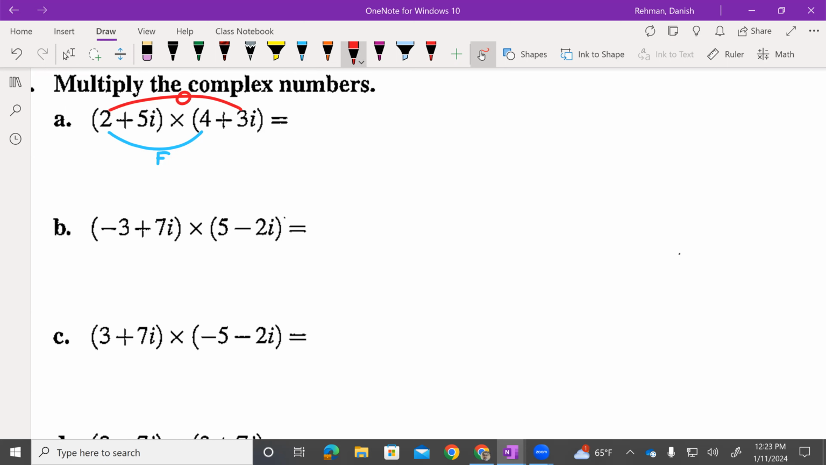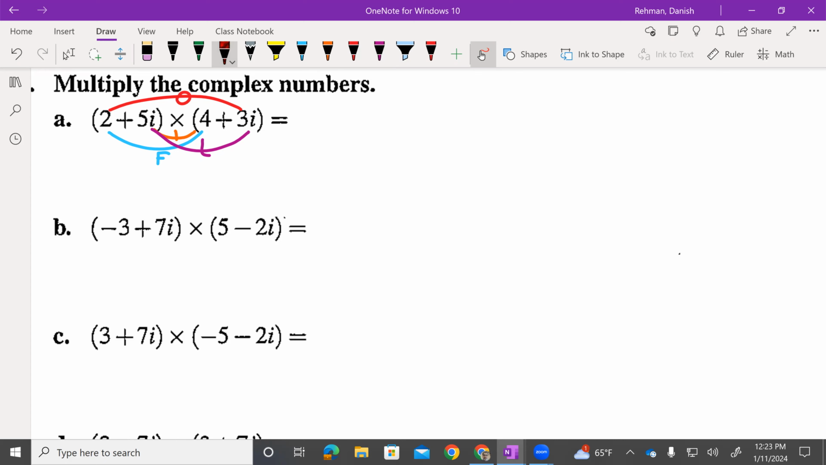When you have two terms in each of the factors that we are multiplying, outer terms, then I will take the inner terms and multiply these together. And then the last thing, I will take the last terms and multiply those together. I will call this an L. That's how we make a FOIL. For complex numbers, we're going to do the same thing.